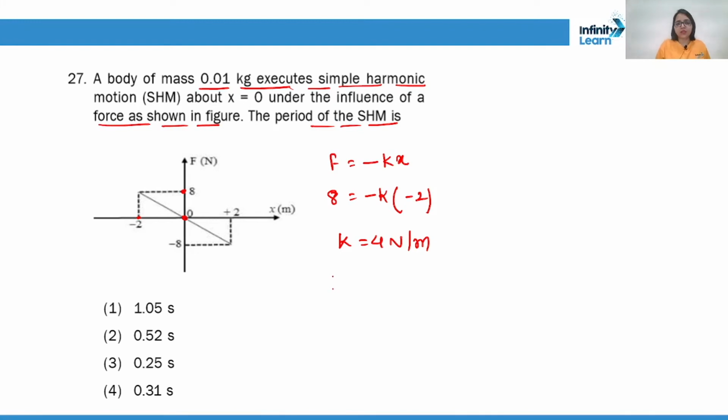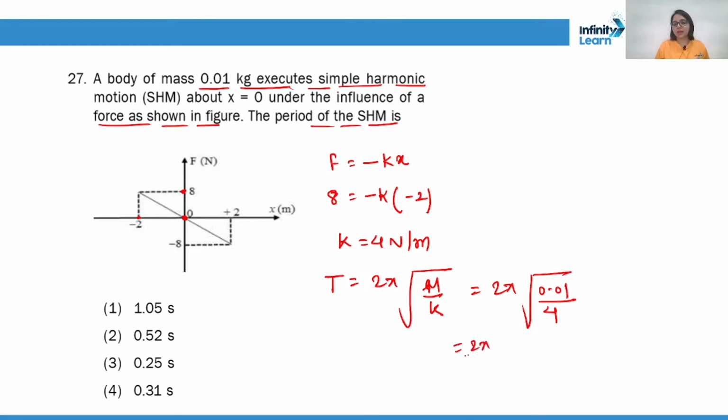Okay. Now the time period will be 2π√(m/k). So this is 2π, m is 0.01 divided by k is 4. Okay. So it will be 2π upon √(1/400), which is 20. So it will be π/10 second, which is approximately 0.31 second, option 4.